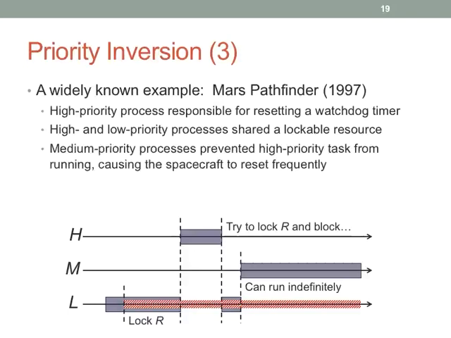Well, the medium priority process was doing something like weather measurements or sending data back to Earth, which tend to take some time. It didn't require any locks, but what it was doing was preventing the high priority process from resetting the watchdog timer. And so the thing kept rebooting, and they're like, okay, the thing is only a few million miles away, so how are we going to actually solve this problem?